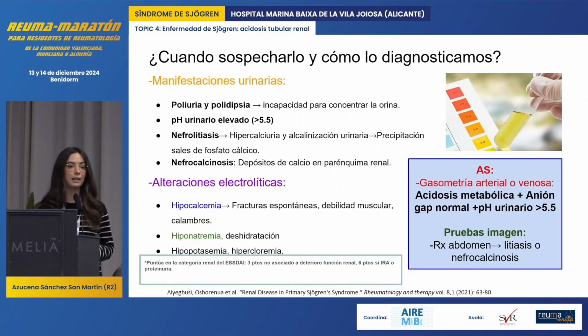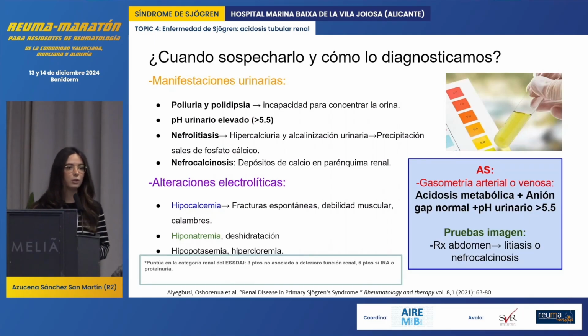So when should we suspect it and how do we diagnose it? Well, we should suspect it in all those patients who present with urinary manifestations such as polyuria or polydipsia, since they have an inability to concentrate urine and who have an elevated urinary pH greater than 5.5. We should ask if they have ever had a renal colic, since that can point us toward this diagnosis, because they have hypercalciuria and alkalinization of the urine, which promotes the precipitation of calcium phosphate salts. They can also develop nephrocalcinosis.